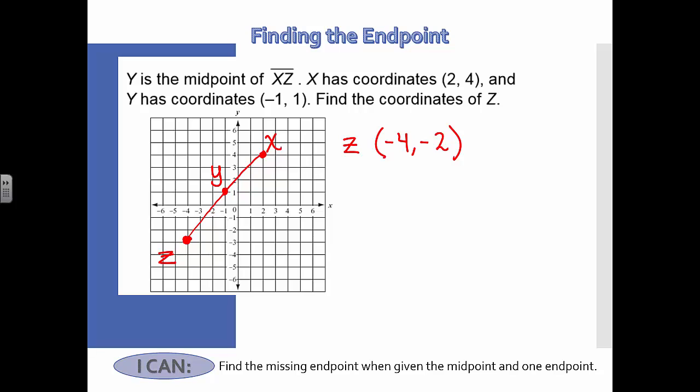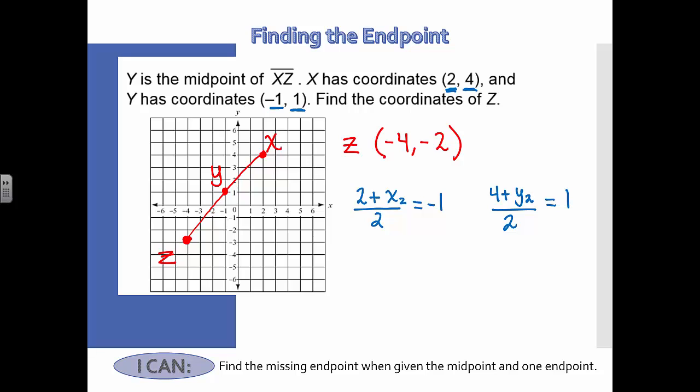I say, all right, I need to find my midpoint. So I know if I take 2 and add it to some other number and divide it by 2, because I got my x coordinate, I add it to the other x coordinate and divide by 2, I have to get -1. And then for the y, I know if I take my y coordinate, which is 4, add it to the other y coordinate, and divide by 2, I have to get the y coordinate of my midpoint, which is +1.